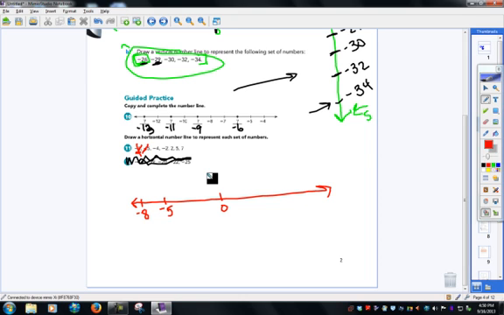Negative 5. Okay, and then negative 4. And then negative 2. Okay, and then 2. And then 5. And then 7. Now, I do want you to pick up on something right now. These are not spaced very well. I didn't do a very good job.